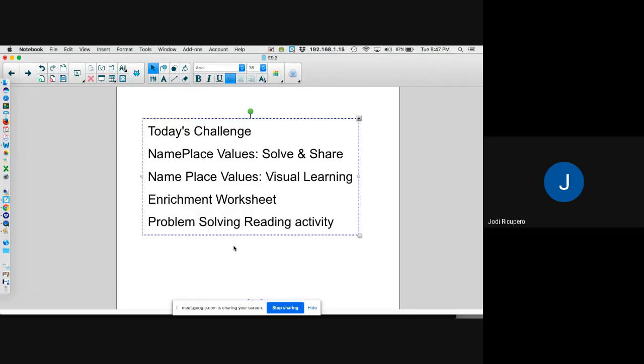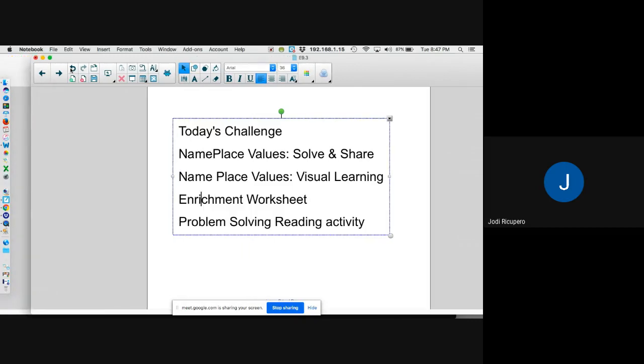In addition, there will be an exit slip attached to the assignment.